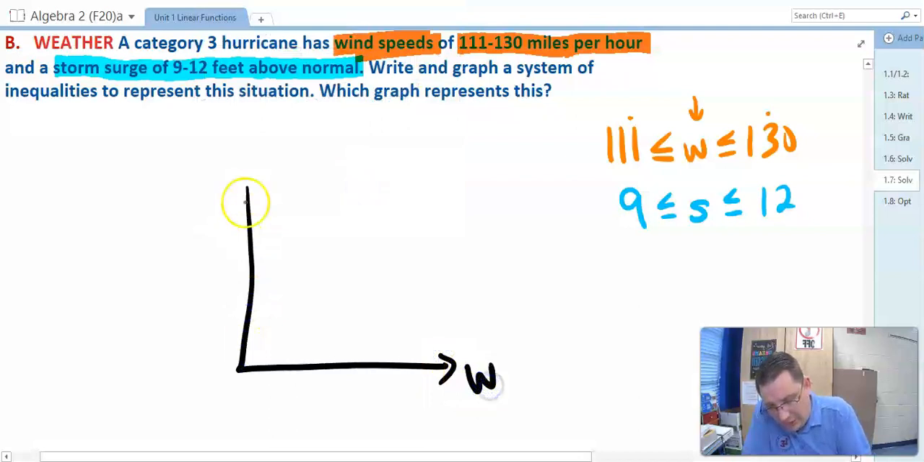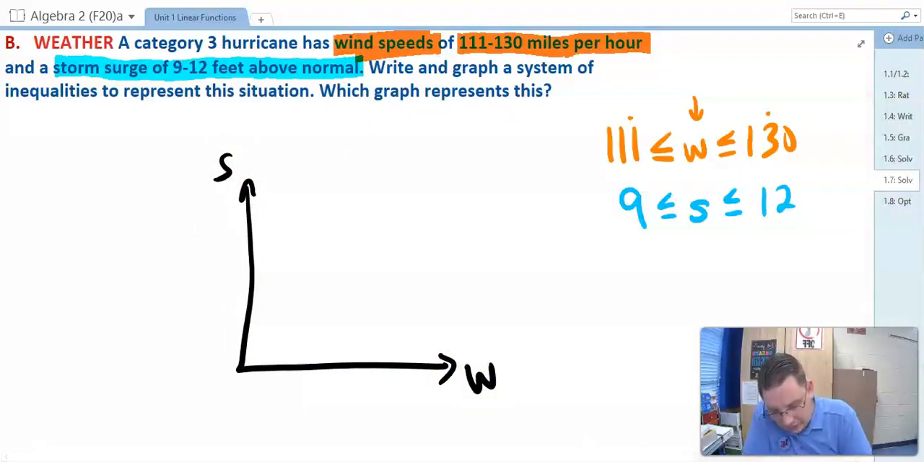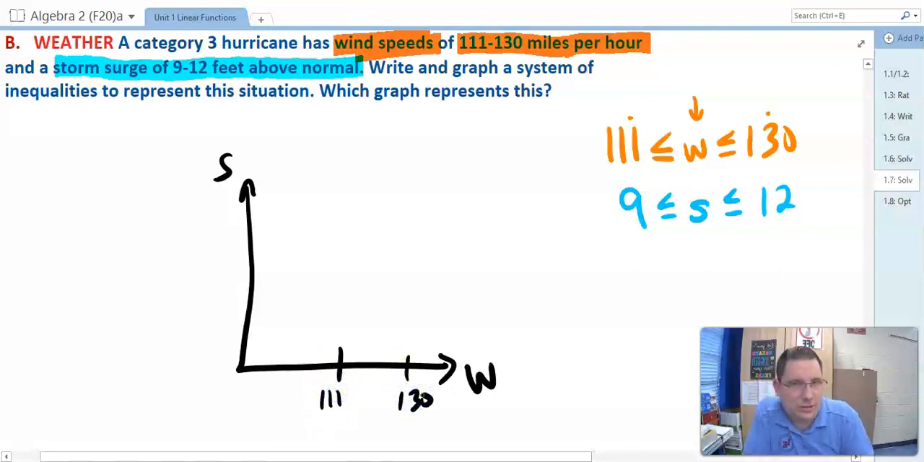Wind speed will actually be here. Storm surge is here because the wind speeds determine the category and the storm surge comes after the wind speed. And so our wind speeds will be between 111 and 130. Now I know this is not to scale, but it doesn't need to be for what we're trying to do here. Same thing for storm surge, 9 and 12.